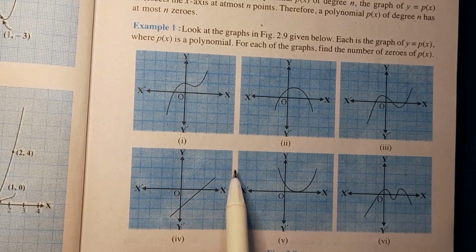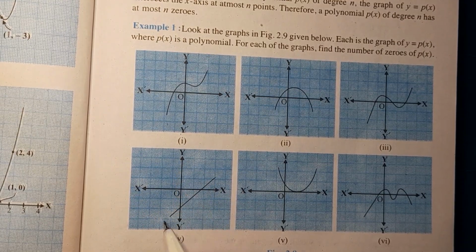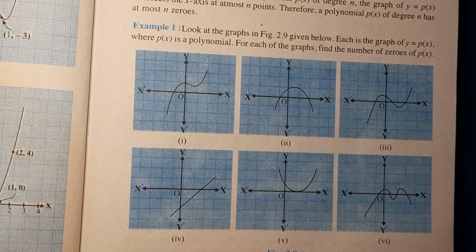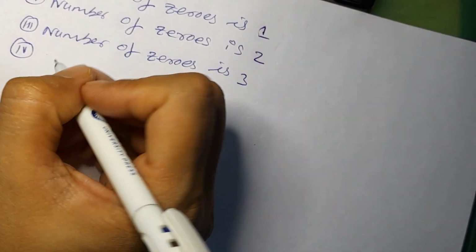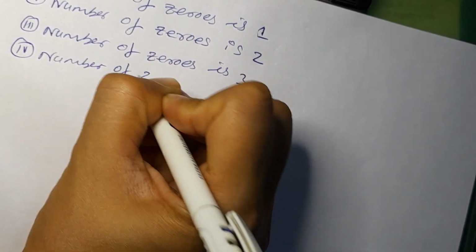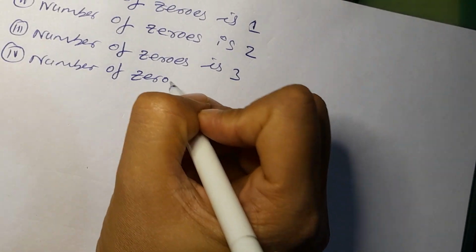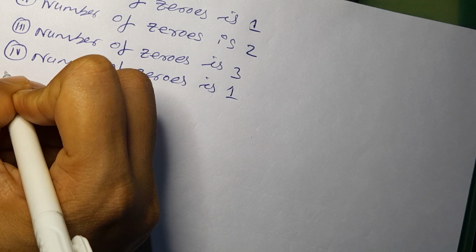For Roman number 4, this is the graph, this is the x-axis, this is the y-axis, and this is the curve. At how many points does it cut the x-axis? It cuts only at 1 point. So the number of zeros will be 1. The number of zeros is 1.